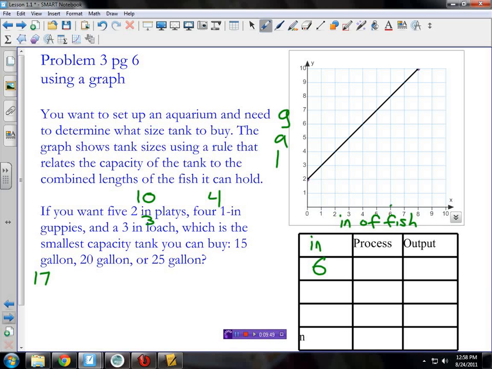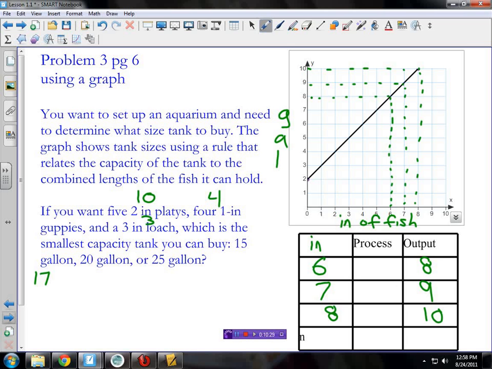All right, 6 is here. How big of a tank do you need? 8 gallons. All right, so that would be my output. Okay, now let's use another amount other than 6. How about 7? So if I look at 7, I go up, it's 9. And one more just for fun. 8, okay? 8 is 10. So 8 inches of fish need 10 gallons of water.